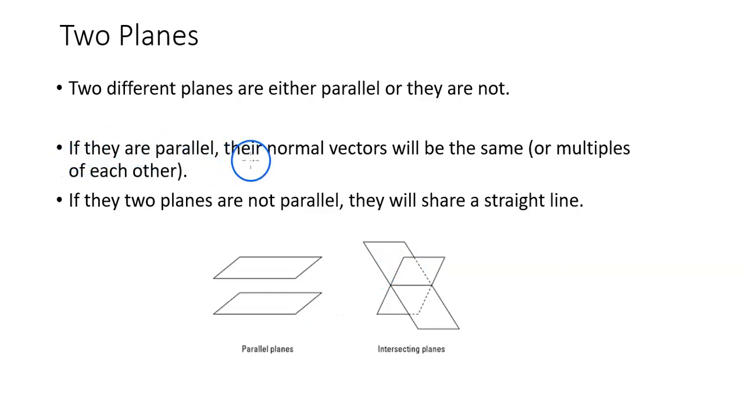Now, if the two planes are parallel, their normal vectors will either be the same or multiples of one another. And if the two planes are not parallel, then they will share a straight line, but they will also have two different normal vectors that are not multiples of one another.